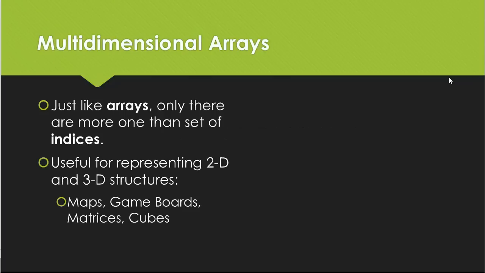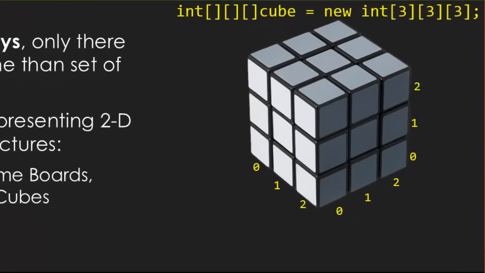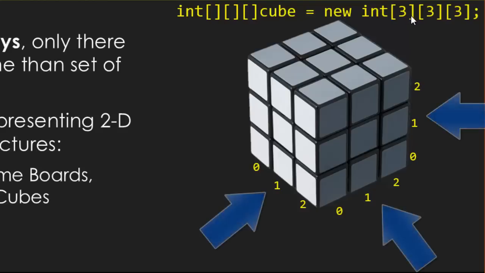The important thing to remember is that a multi-dimensional array is just like a regular array. The only difference is that there's more than one set of indices. These are useful for representing two-dimensional and three-dimensional structures like maps and game boards and matrices and cubes like this one. As a matter of fact, if you look at the code at the top, I've declared a variable called cube with 3 dimensions. That's why there's 3 sets of brackets here. And at any given index of my dimension, I'm holding an integer. And so I'm declaring this cube to have 3 integers in each dimension.